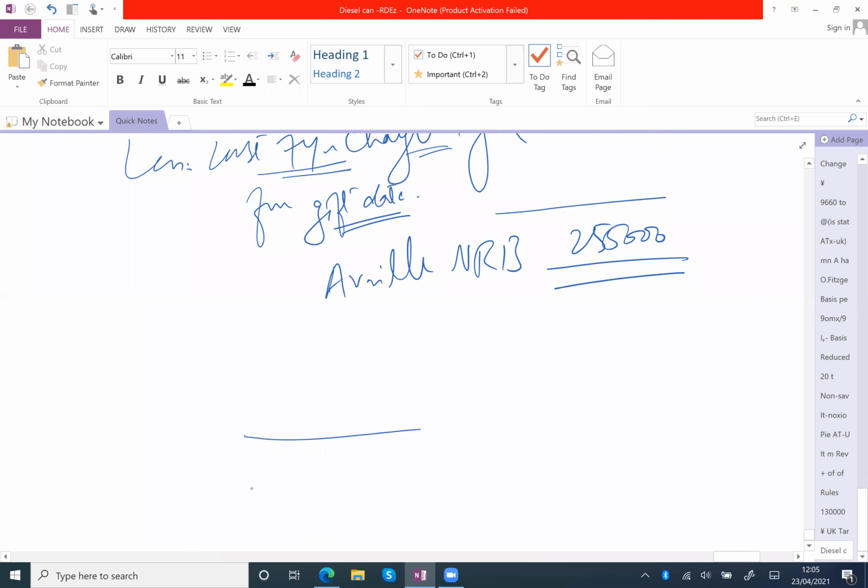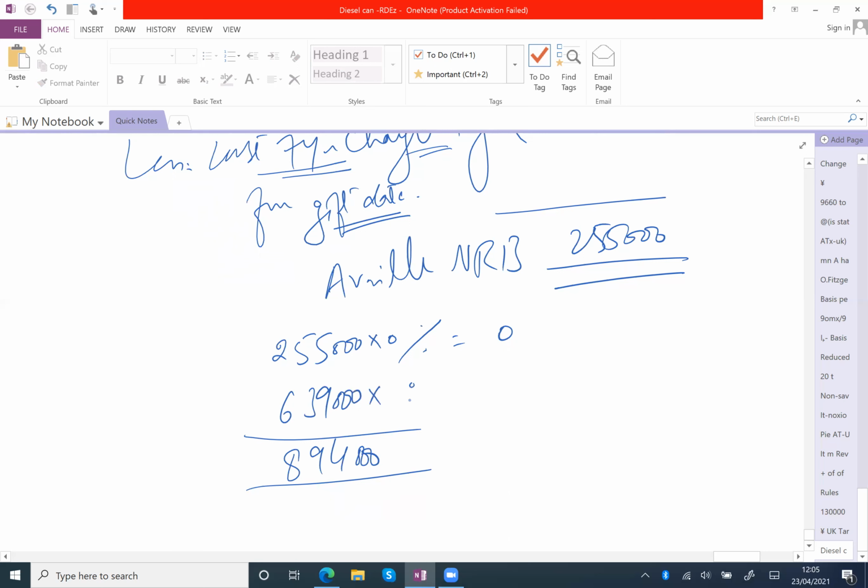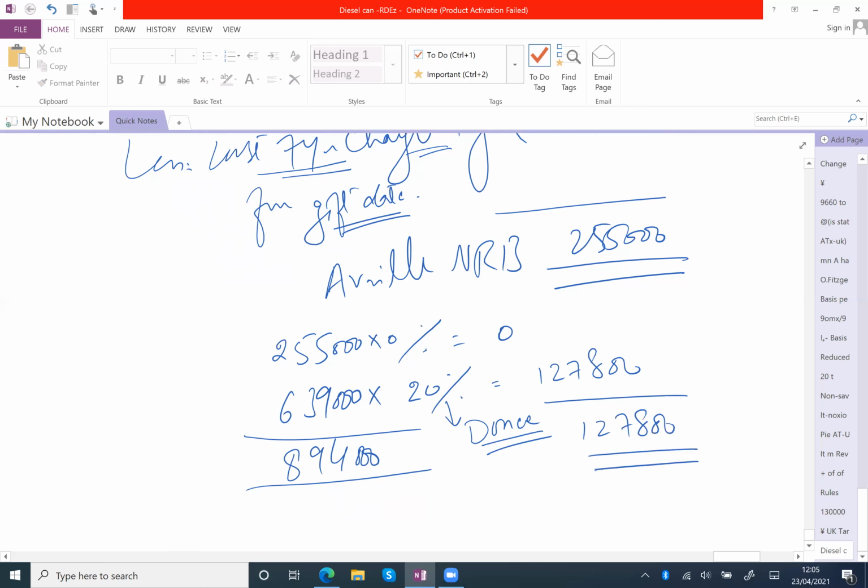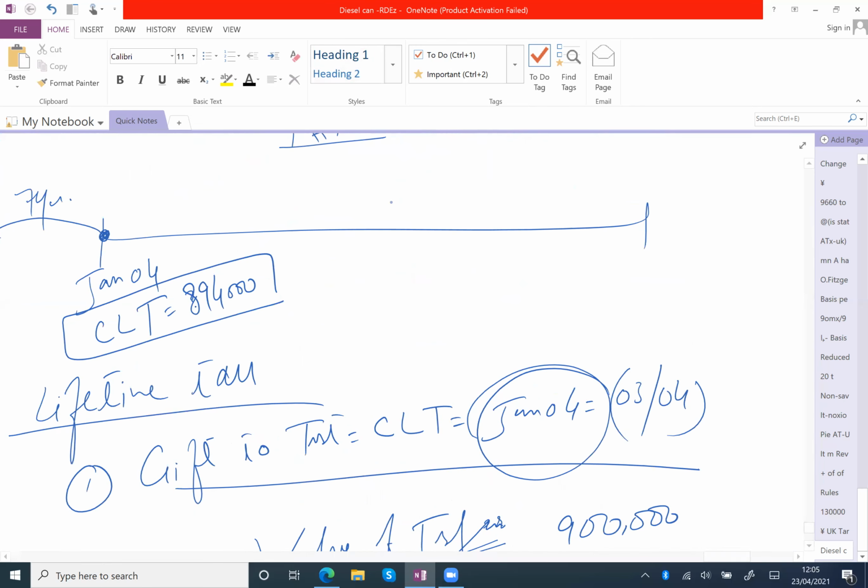Now pay the tax on CLT. The value of CLT is 894,000, and up to nil rate band 255,000, the rate is 0%, which is equal to 0. And the balancing figure 639,000 at the rate of 20%, because if the examiner is silent, always assume the donee is paying lifetime tax. So if the donee is paying, the rate is 20%. So 127,800 is your lifetime tax on CLT. That's it.